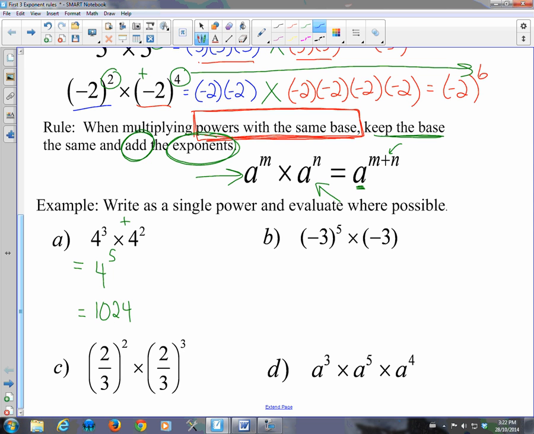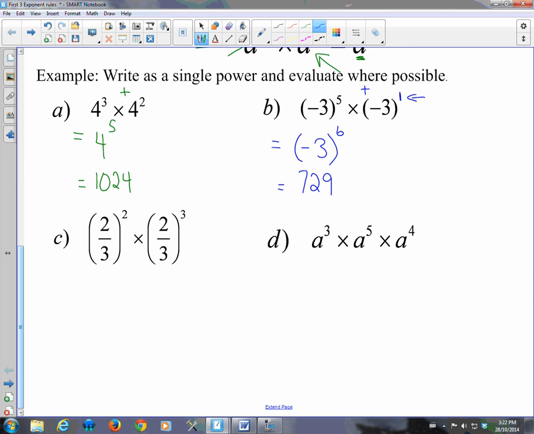If we look at B, -3 to the exponent 5 times -3. Be careful, if there's no exponent down, it means there's still a 1 there because there's still 1 3. So I keep my base, the brackets are important, and I add my exponents. 5 plus 1 is 6. So I have -3 to the exponent 6, which is 729.